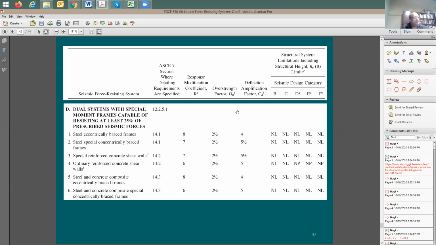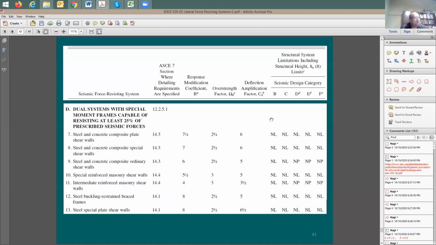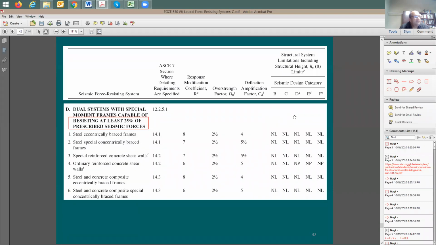Okay, good, great. Now let me read the rest of this definition. It says here, a special moment frame capable of resisting at least 25% of the prescribed seismic forces. What does capable of resisting 25% mean? Which means you're going to do your analysis here. Here is your analysis, right? You're going to put here the moment frame. Here's the force.